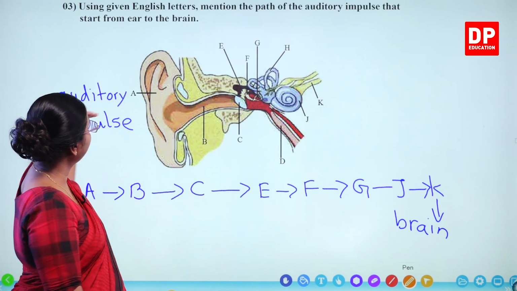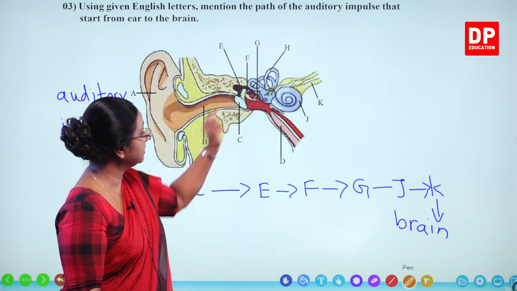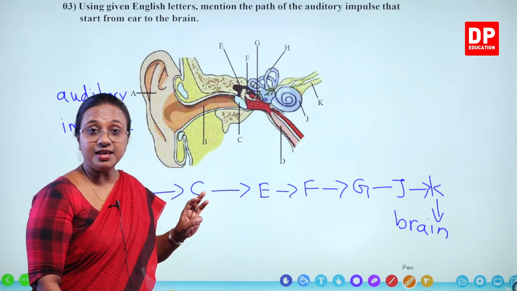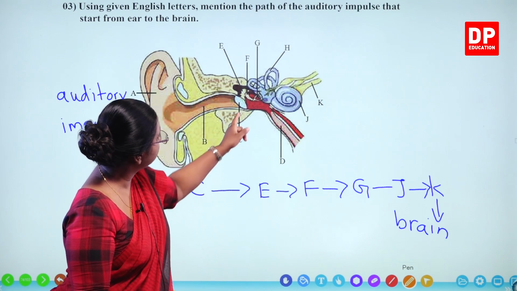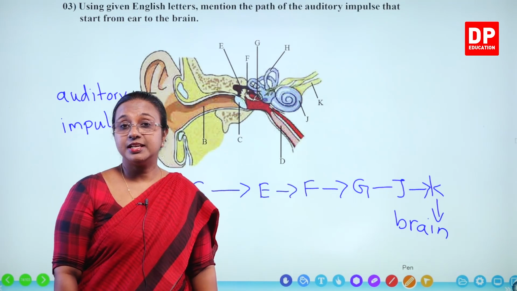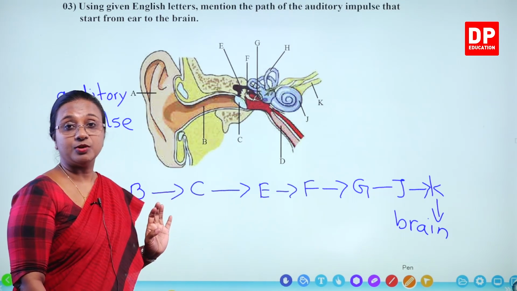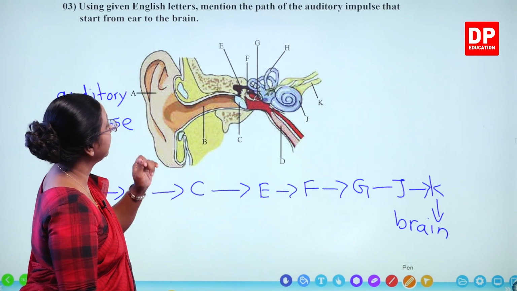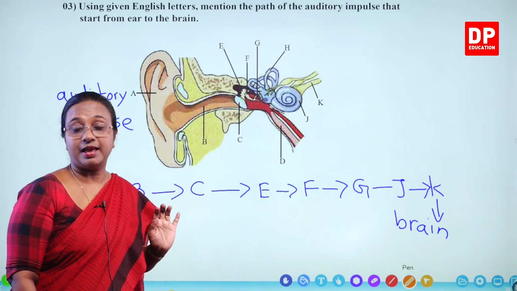A, the sound waves come to the pinna A, from there it's directed to B, external auditory canal, then C, tympanic membrane, E, F, G, incus, malleus and stapes, those are the three ossicles, and then after G it is J, that is the cochlea, and finally K, that is the auditory nerve. So I am sure you were also able to write all these letters in correct order to show the path from the ear to the brain.